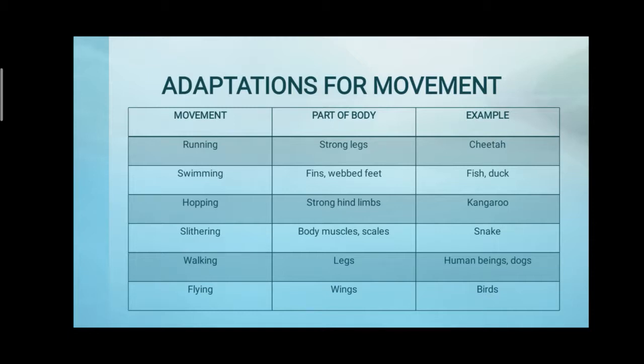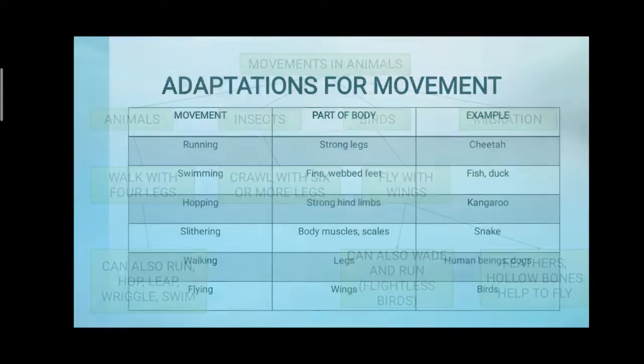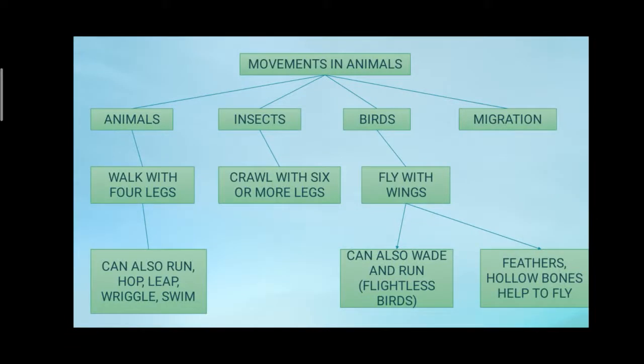Kangaroo. Then slithering, they need body muscles and scales. What is the example? Snake. Then for walking, legs. Human beings, dog, cat, anything you can think of. And for flying, wings. Birds. Finally, we have completed our sixth chapter.